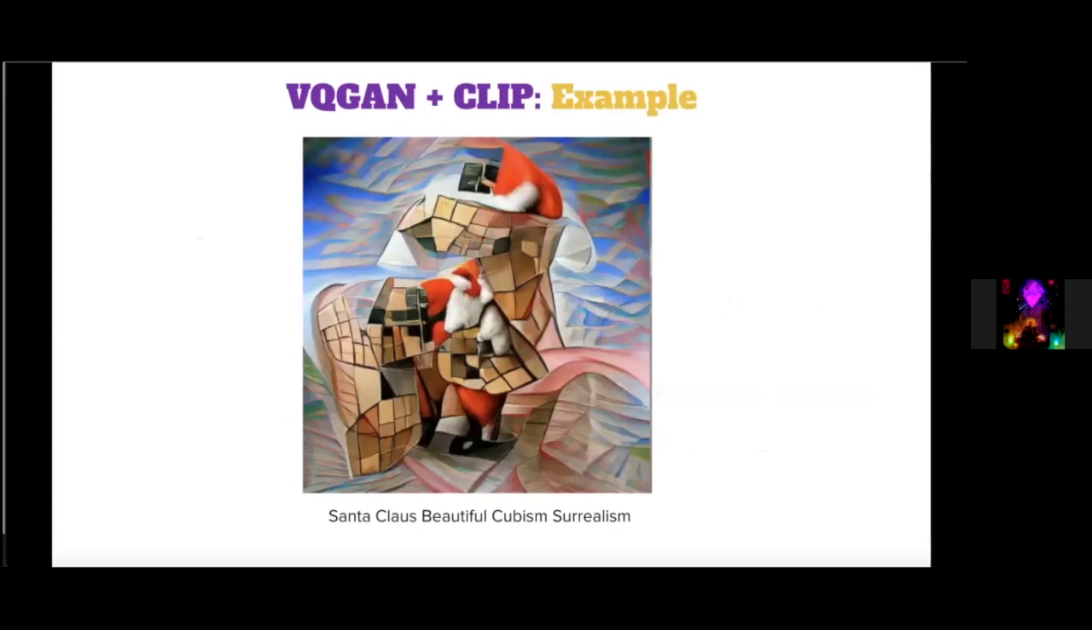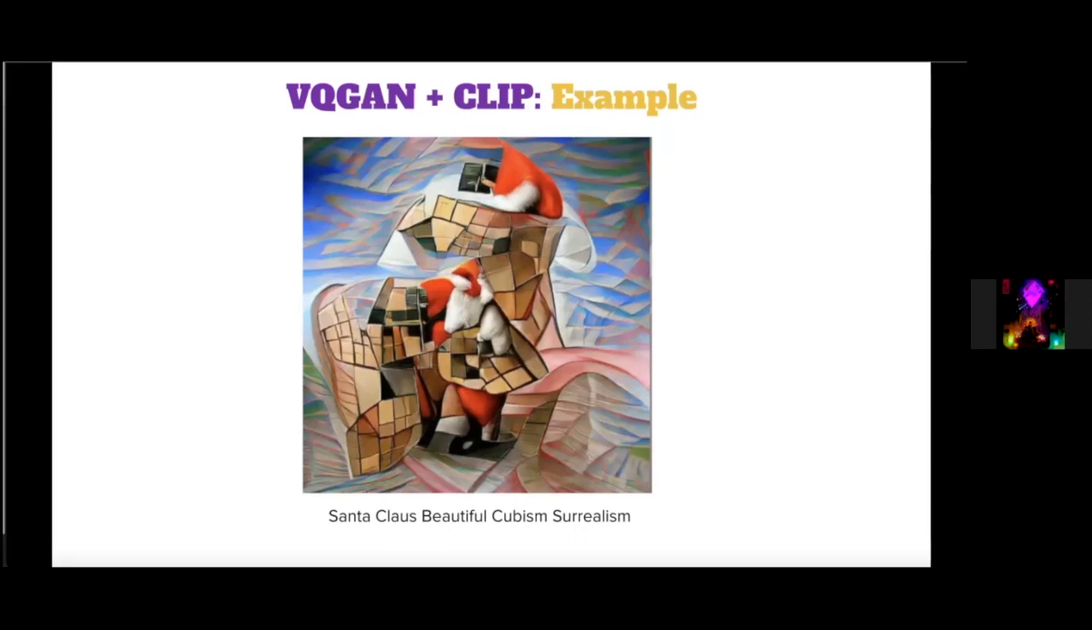So this is just a quick example of literally one of the first things that popped up when I went into one of the freely available VQGAN generators. And so here's the example. This image was generated from the prompt of Santa Claus, beautiful, cubism, surrealism. And so they typed that prompt in, and this was the image that the computer spit out.